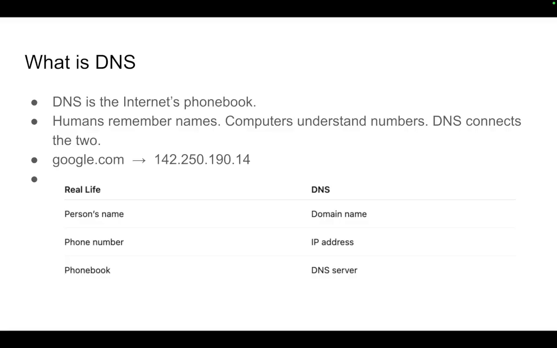In real life, we remember people's names, phone numbers, and the phone book. So in terms of DNS, the person's name is like a domain name, the phone number is like an IP address, and the phone book itself is a DNS server.